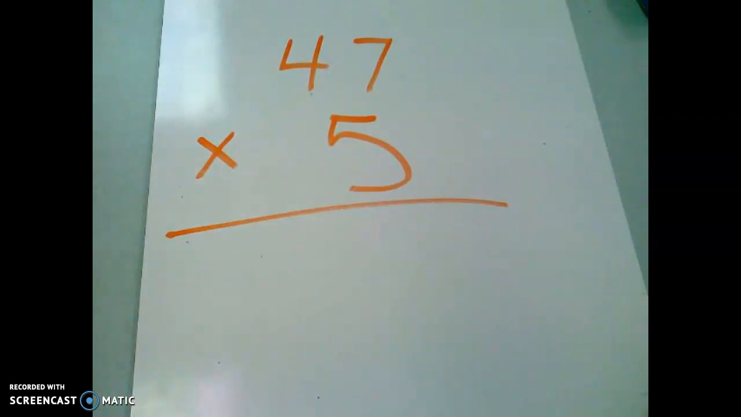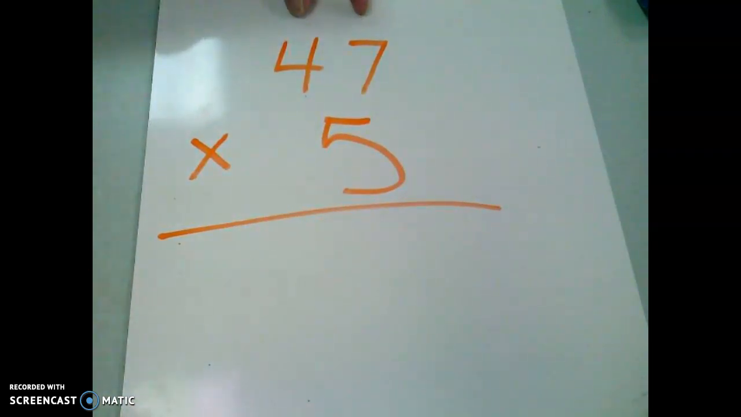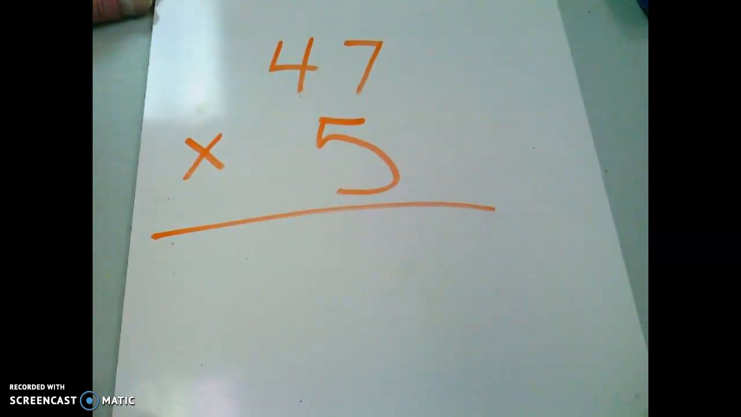Hey kiddos, so today we are going to review multiplication. So when you have a 2-digit times a 1-digit, this is what's called the standard algorithm.